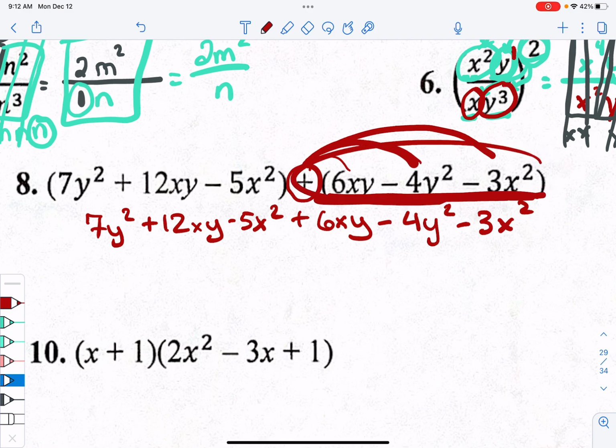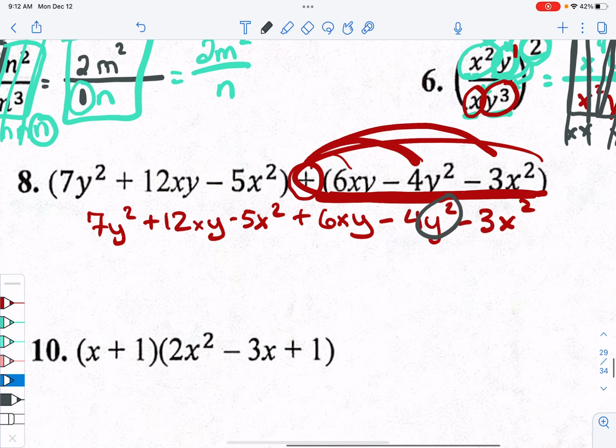All right, wow, this is a mess. Okay, and this is where it gets a little tricky. Like, what goes first? I have a y squared here, and I have an x squared, so what goes first, okay? And when you have x's and y's going on at the same time, it doesn't really matter which one you put first. So I'm just going to go from start to finish.